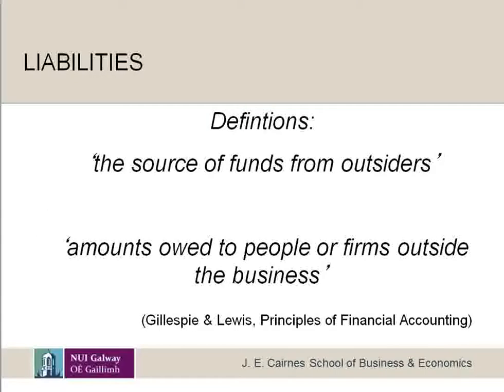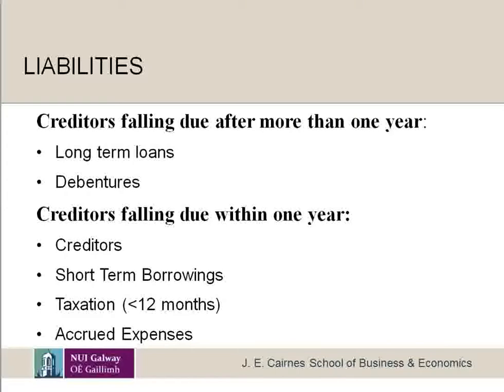A definition of a liability would be the source of funds from outsiders, or amounts owed to people or firms outside of the business. Liabilities, naturally, there are two different types as well. So you have creditors falling due after more than 1 year, so more than 12 months. And this could be long-term loans or debentures. So the business might not need to repay them for another 10 to 15 or 20 years even.